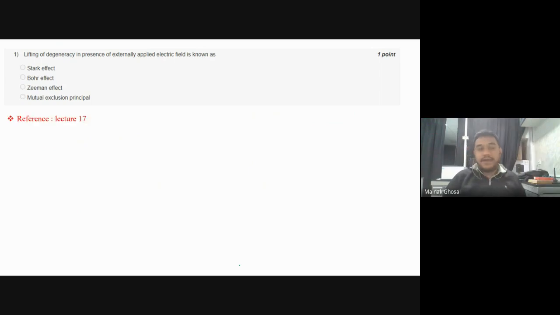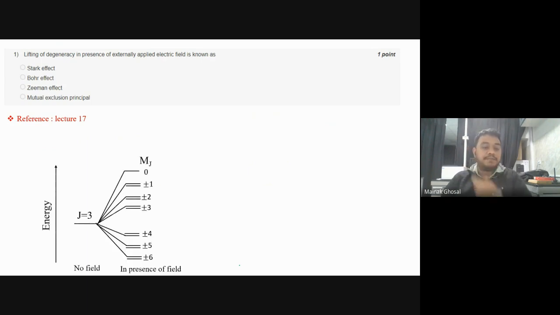You can find this reference in lecture number 17, where it was discussed what the Stark effect is and why I am saying this is the Stark effect. So first, let me go to this diagram. You can see here on the left I have written energy, going up, and this is the J equals 3 level.